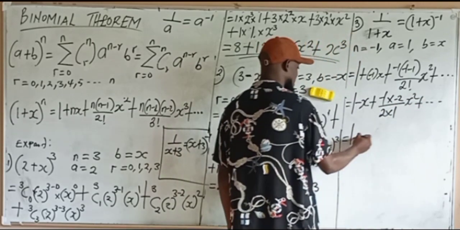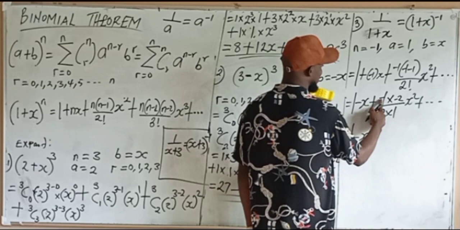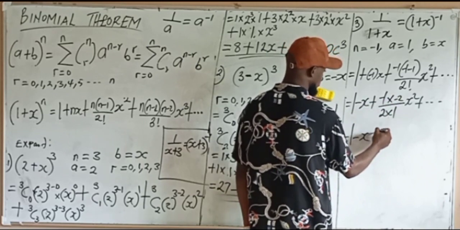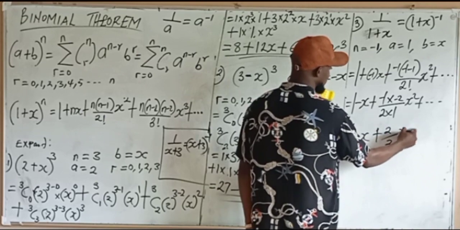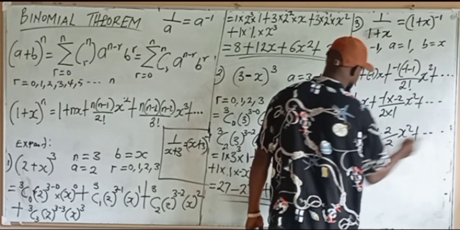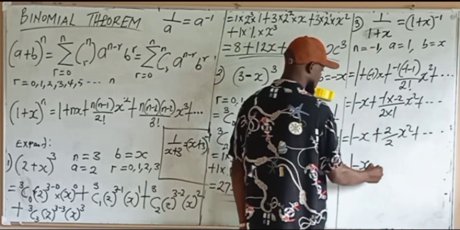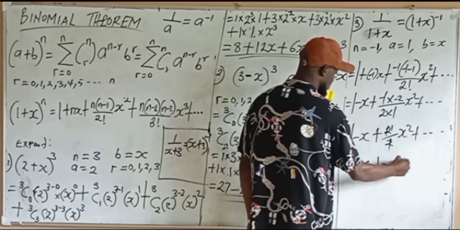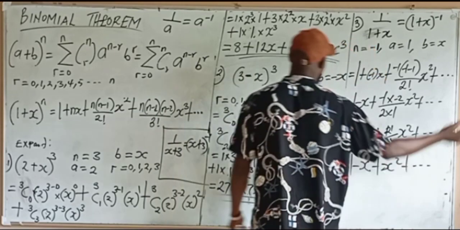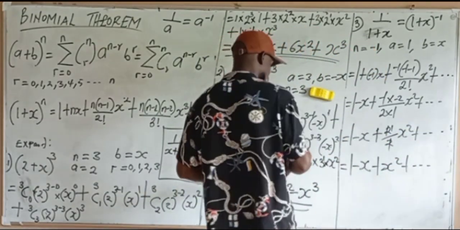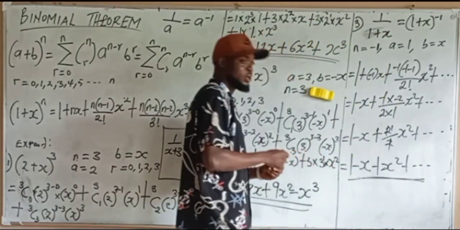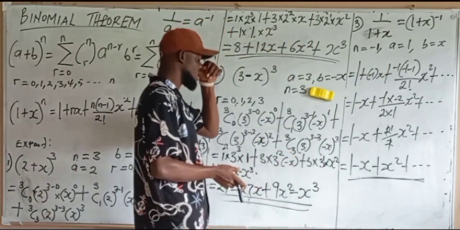That will be 1 minus x. Then minus times minus, that will be plus 1 times 2, that is 2 over 2 x squared plus all the dots. That will be 1 minus x plus x squared. So maybe the next term will be negative. So this will be the series expansion of 1 over 1 plus x. It's a very simple thing to do.